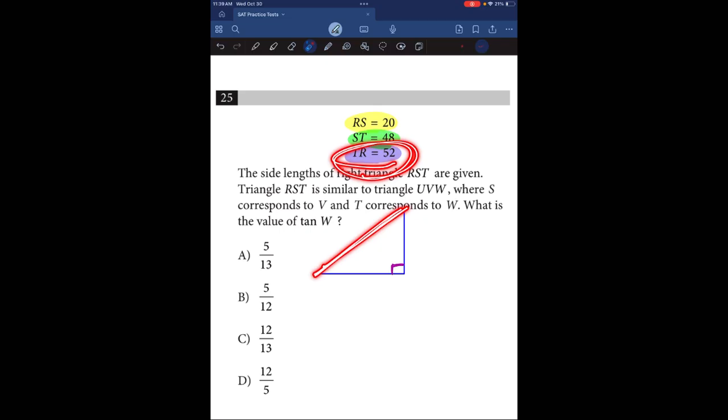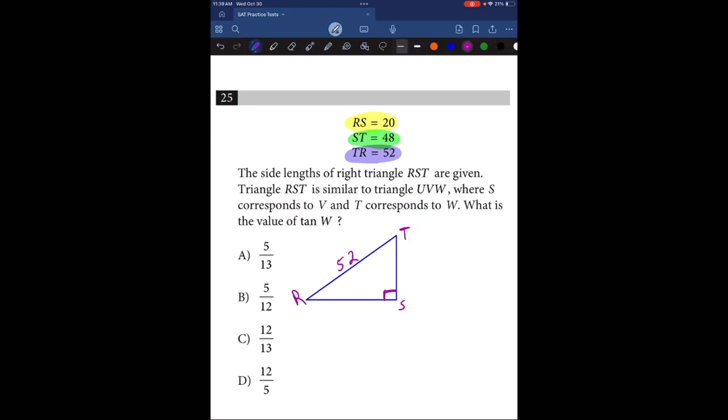So this side here is going to be your hypotenuse, and your hypotenuse is always the longest of your three sides. So I know that this 52 is going to be my TR, or my RT, which means my missing angle must be the angle S, and I can start filling in the blanks here. RS is 20, ST is 48. So when I go to draw our other triangle, close enough, you get the idea. I'm gonna draw it in that same order.